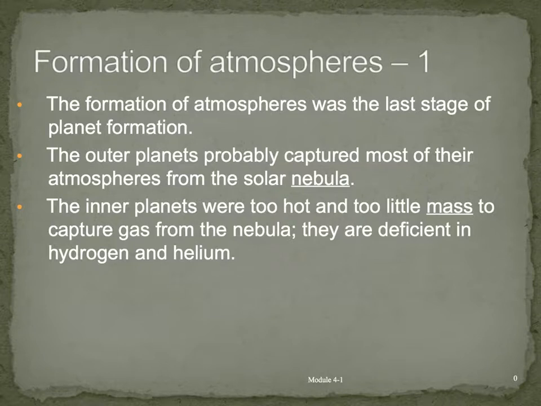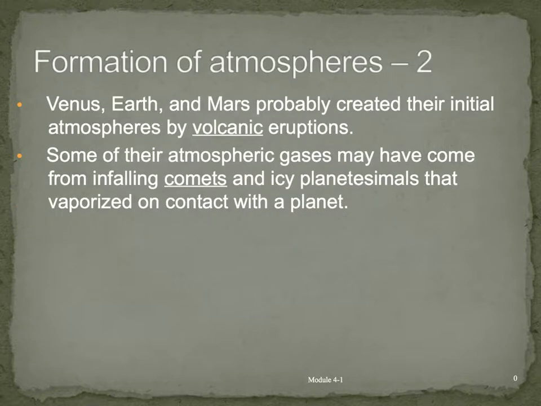The outer planets probably captured most of their atmospheres from the solar nebula. The inner planets have masses way too small to capture gas from the nebula. Therefore, they were deficient in hydrogen and helium. Venus, Earth, and Mars probably created their initial atmospheres through volcanic eruptions. With every volcanic eruption, gases are emitted.